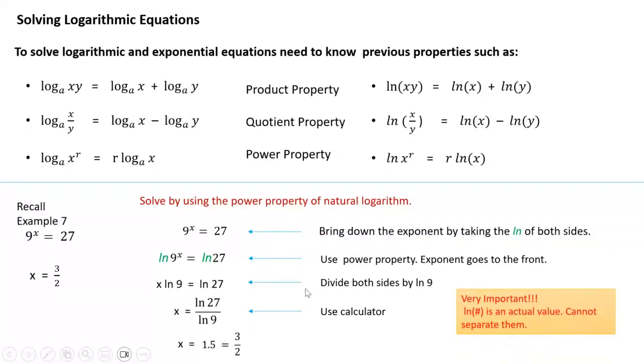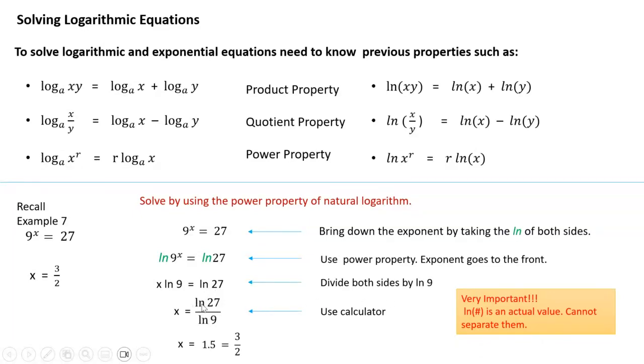Okay, now this is very important. At times, the ln of something is an actual value, and you cannot separate them. For example, the ln of 9 is together, and the ln of 27 is one number. You can find what the number is by plugging it into the calculator. But most of the time, they're going to ask you in your homework to round off to say 2 or 3 places at the end. That's why you don't round off until the very end. This way, you get a more accurate decimal.